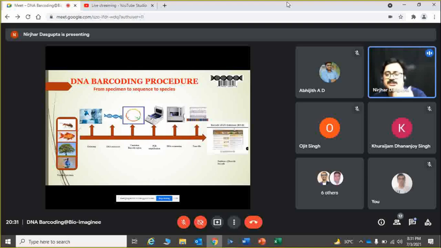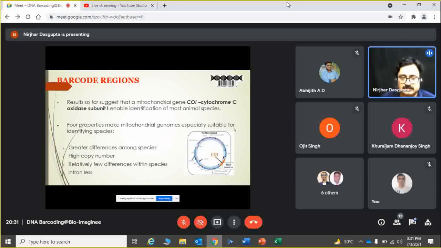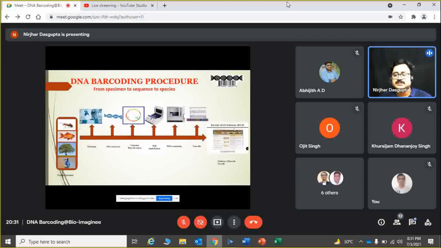Suppose you go for any animal, then the barcode generally used for animals is called COI, cytochrome C oxidase subunit 1. And for plants, there are a few, I'll come to that. All the sequences are deposited in this system, and against each one a particular barcode is generated, for each of the species that has been submitted in BOLD.